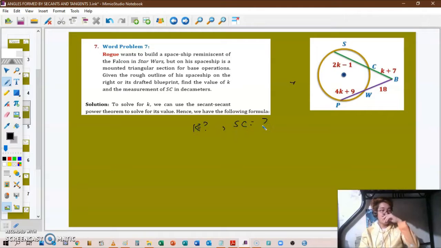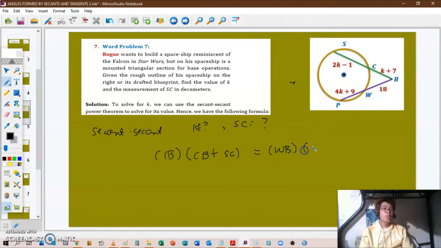Okay, so what is the value of SC? To solve for this problem, again, we're going to use the secant power theorem. So this is going to be CB multiplied by (CB plus SC), and that is going to be equal to WB multiplied by the sum of these two segments that we have here, WB plus PW.